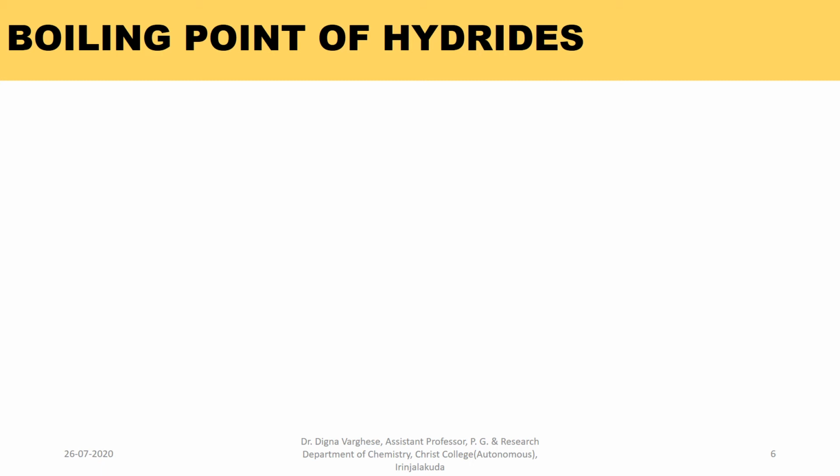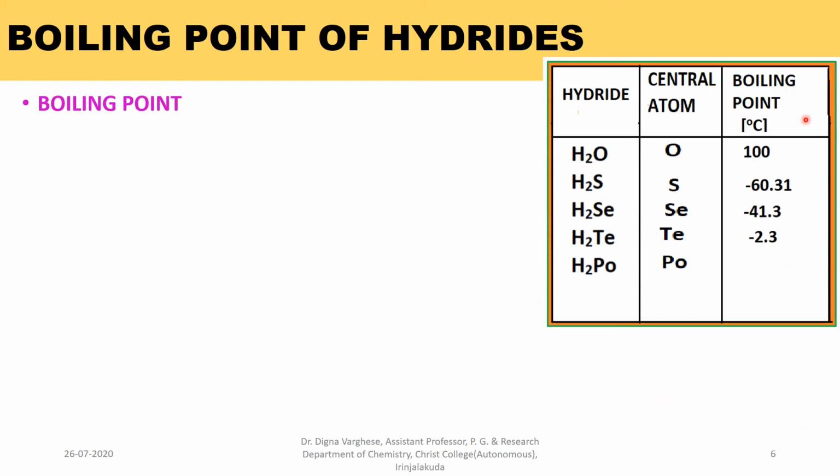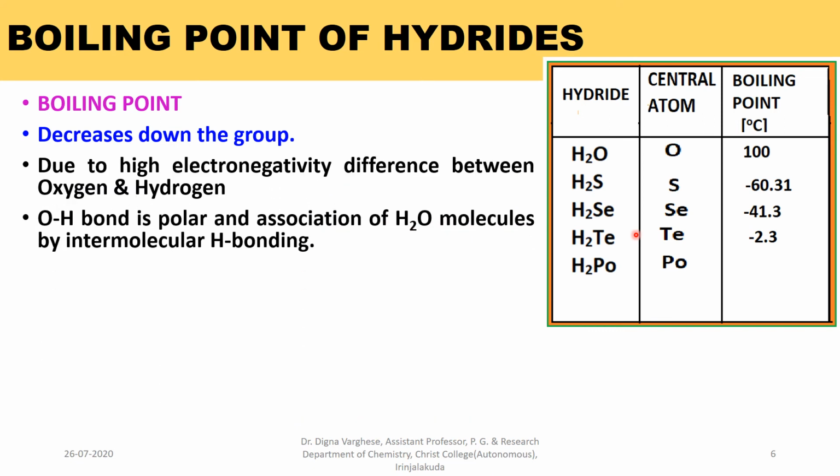Boiling point of hydrides. We can see from this table the boiling point of water is 100 degrees Celsius, hydrogen sulfide minus 16.31 degrees Celsius, hydrogen selenide minus 41.3 degrees Celsius, and for hydrogen telluride minus 2.3 degrees Celsius. The boiling point decreases down the group from water to hydrogen telluride.